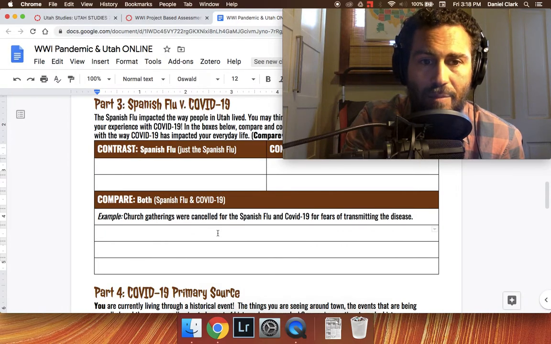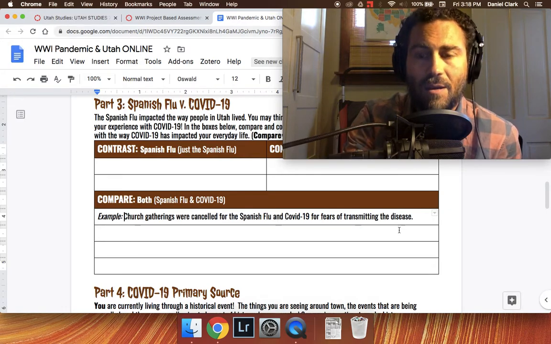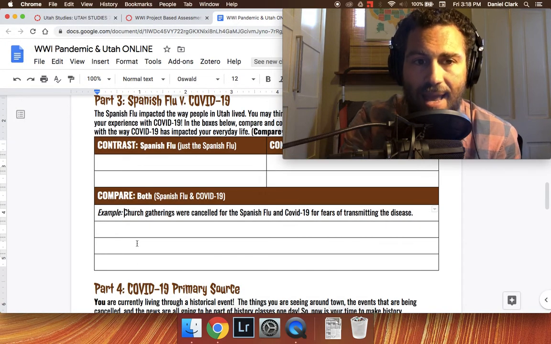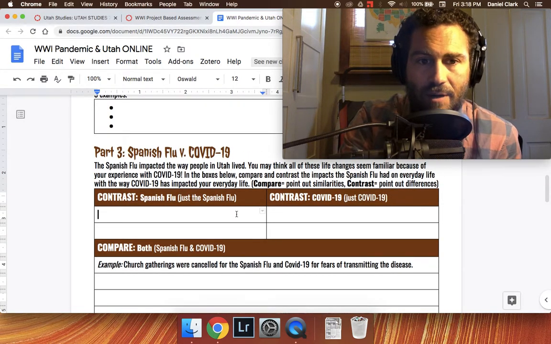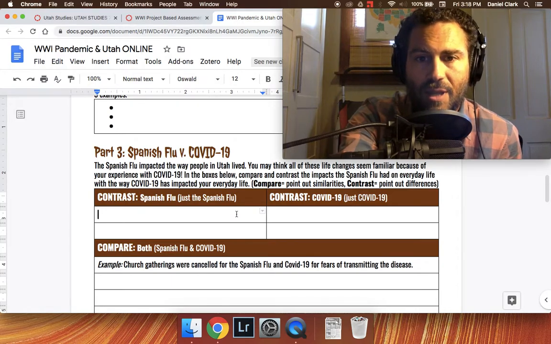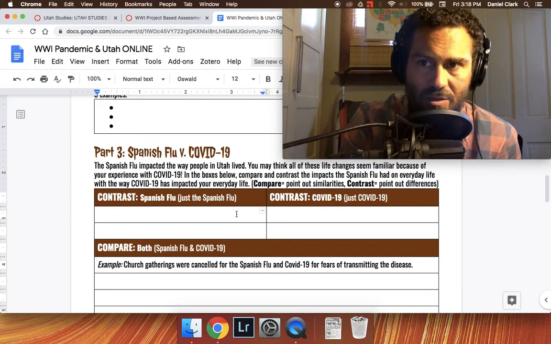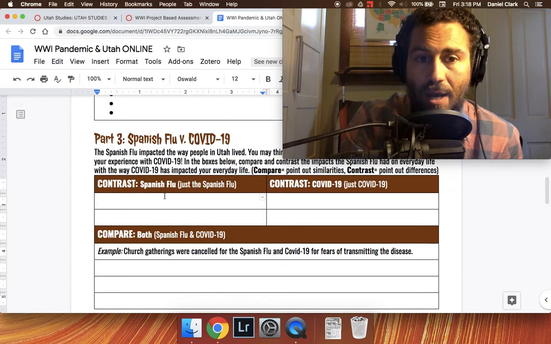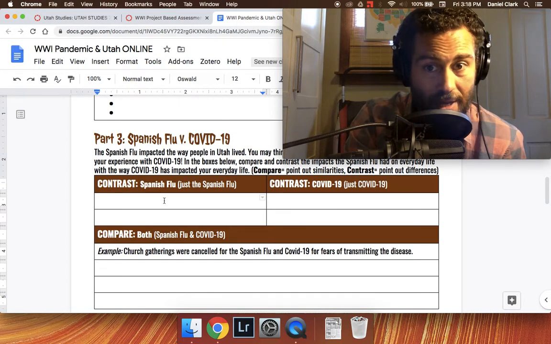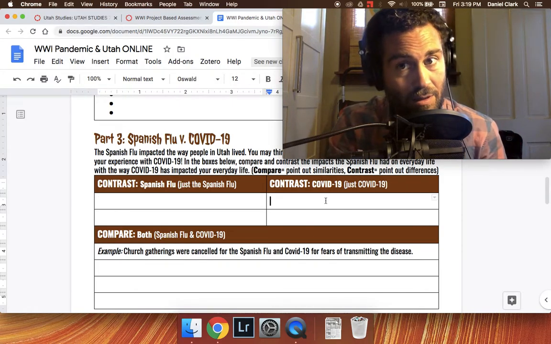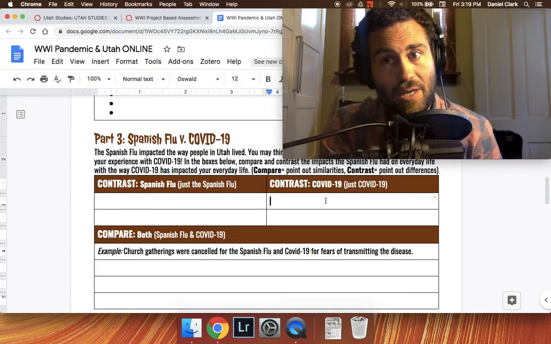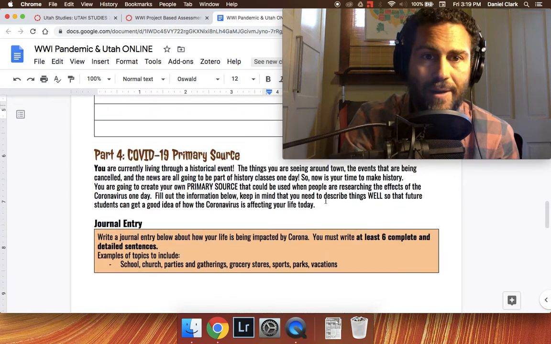And then here, compare. So here is an example. Church gatherings were canceled for the Spanish flu and COVID-19. So what are some things that were the same under compare here? And what were some things that were different? Spanish flu killed blank, COVID has killed blank, that sort of thing. So just think about that, guys. Spanish flu started blank, maybe. COVID-19 started in this place, blank. Think about that, all right?